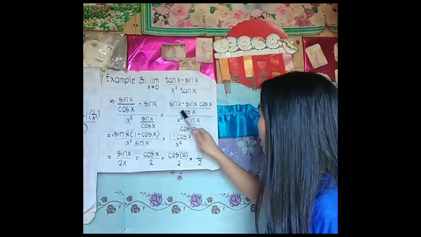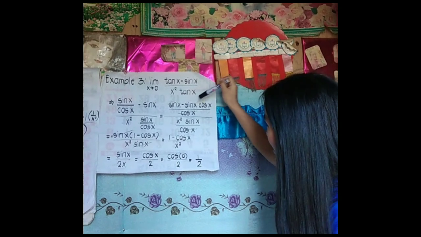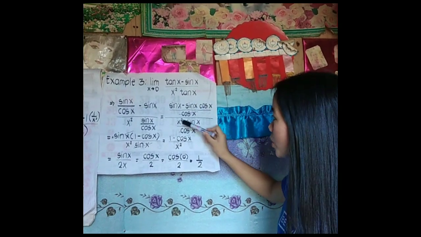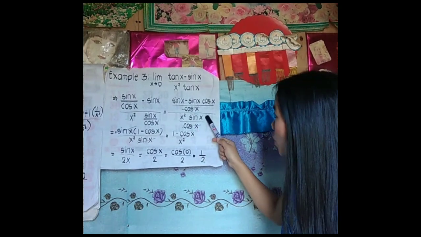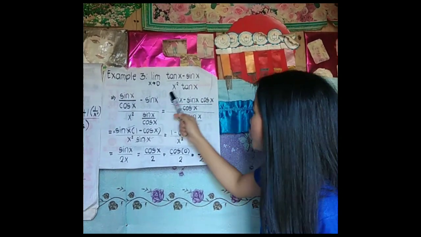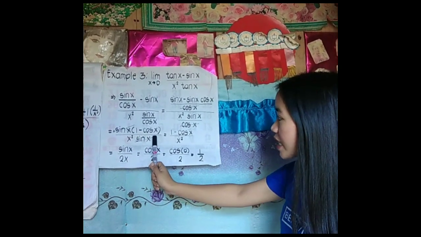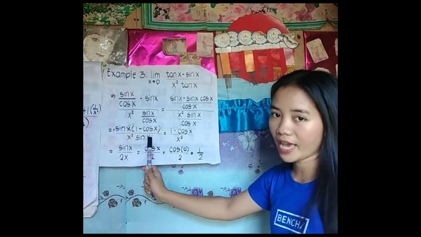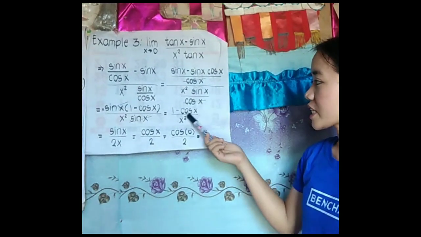So cancel the cosine x. After that, we have (sin x minus sin x cosine x) all over x squared sin x. To cancel out the sin x, let's factor the numerator. So, we have sin x times (1 minus cosine x) all over x squared sin x. So, cancel the sin x. We have 1 minus cosine x over x squared.